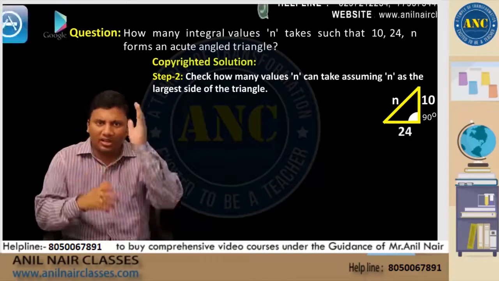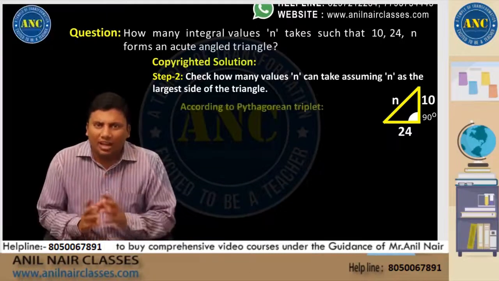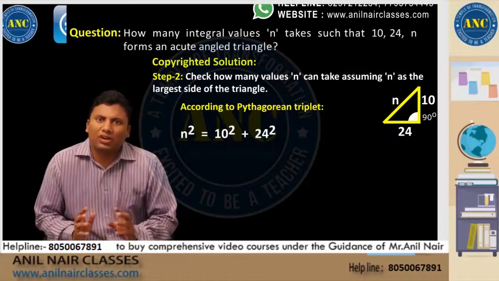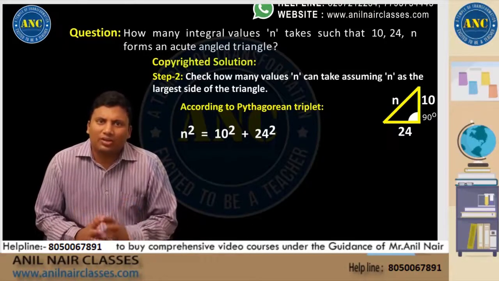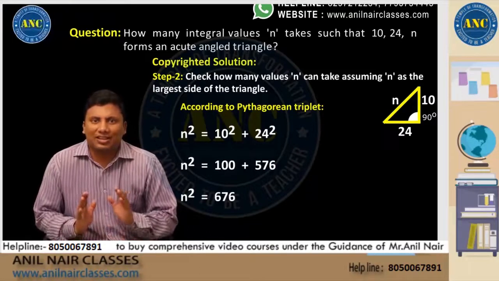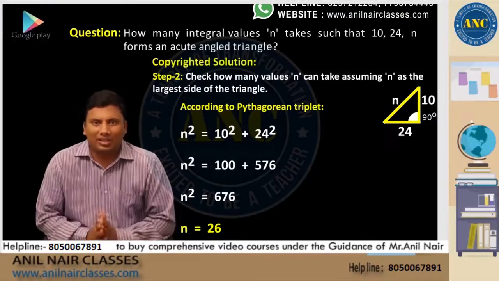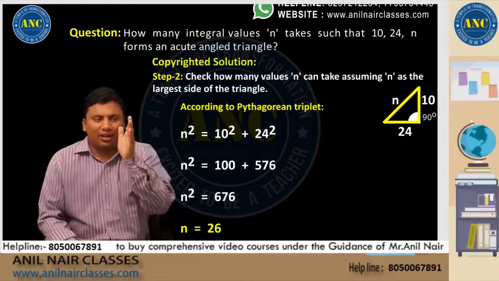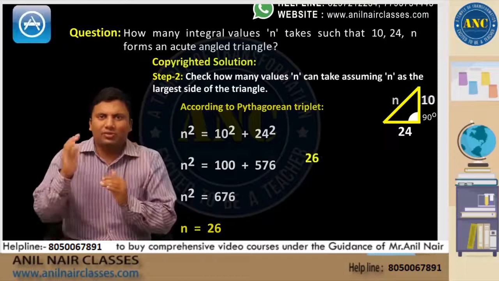10, 24, n. Draw a right angle triangle. According to the Pythagorean triplet, n square equals 10 square plus 24 square. So n square equals 100 plus 576. N square equals 676. N value will be 26. Now listen carefully. Now the right angle triangle will become 10, 24, 26.